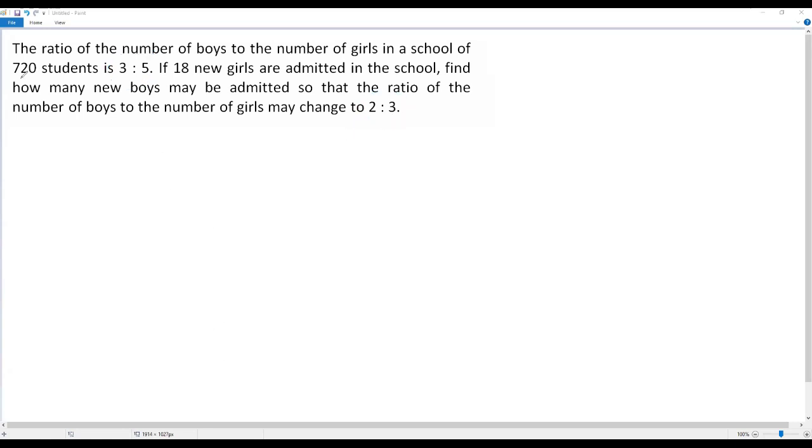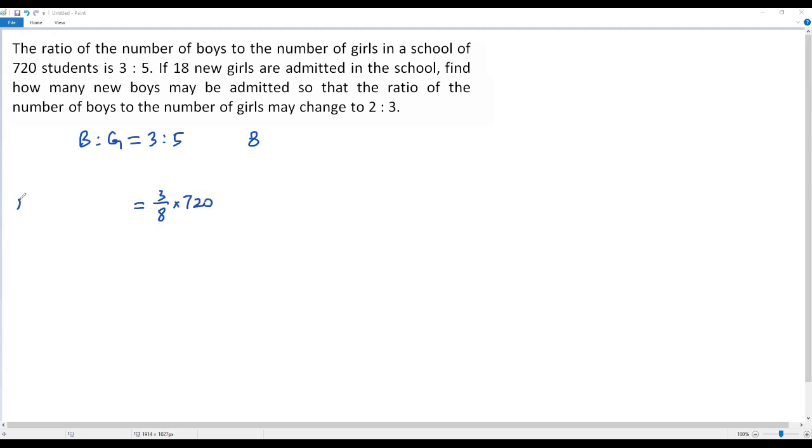First, we have to find the number of boys and the number of girls in the existing strength. For that, we consider the boys-girls ratio, which is given as 3 to 5. To split the quantity into boys and girls, we add the terms of the ratio, 3 and 5. So we get 8, which is considered as the total parts. In these 8 parts, we have 3 parts for boys and 5 parts for girls. That is, 3/8 of the total strength 720 is equal to boys.